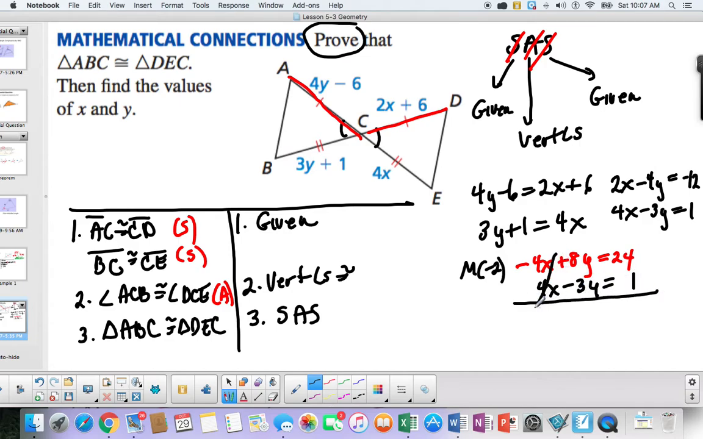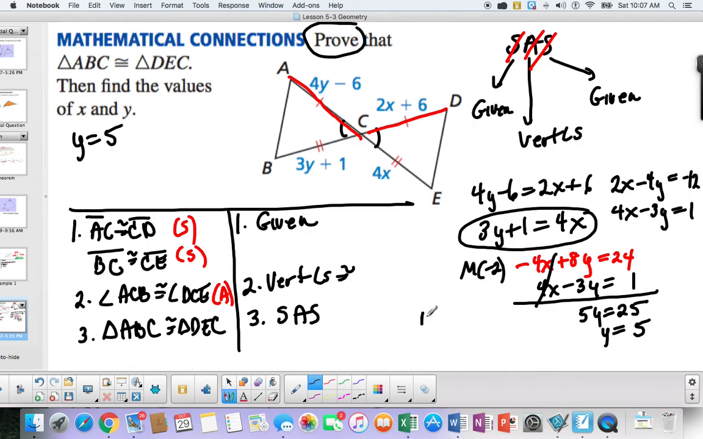And then I'm going to add, that goes to 0, so this is 5y is equal to 25, y is equal to 5. Well, if y is equal to 5, that's one of my answers. Y is equal to 5. I've got to figure out my x. So I'm going to use this one right here. So I'm going to put a 5 in here, and that's going to be 15 plus 1 is equal to 4x. So 16 is equal to 4x. X is equal to 4. So now we have x is equal to 4. And a great review of some Algebra 1.